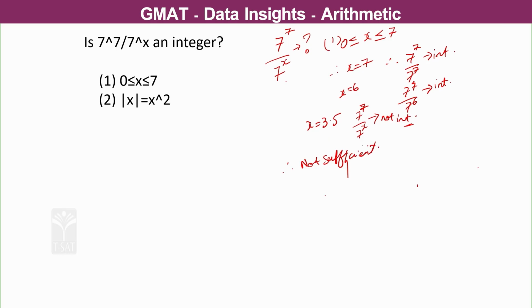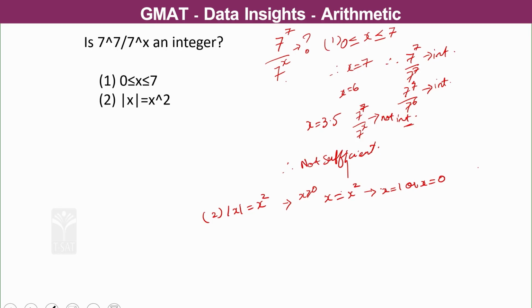Now, let us look at statement number 2. Statement number 2 tells us that mod x is equal to x square. This means that if x is positive, if x is greater than or equal to 0, then x is equal to x square, which when cancelling out both sides, you can have x equal to either 1 or x equal to 0.